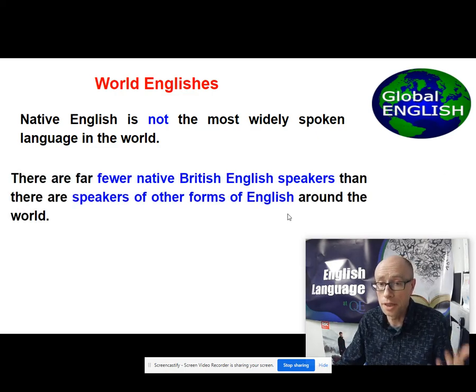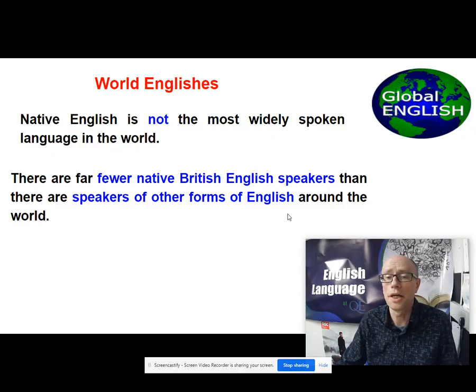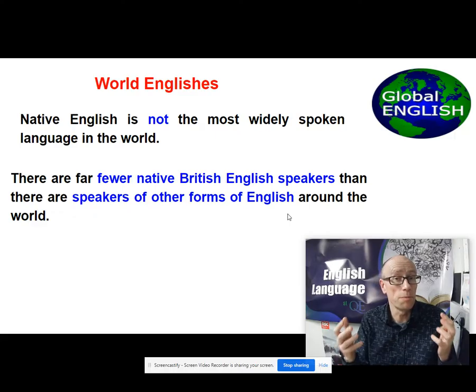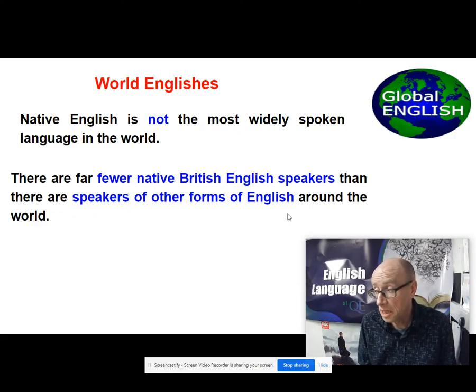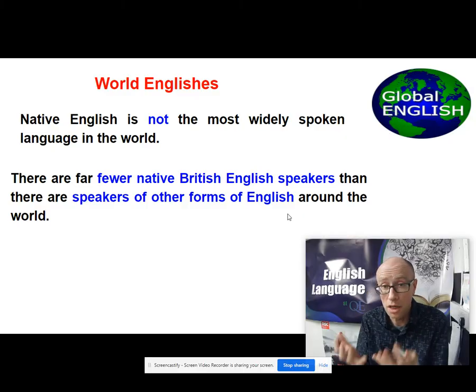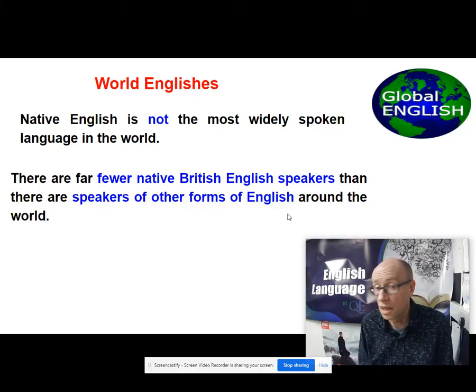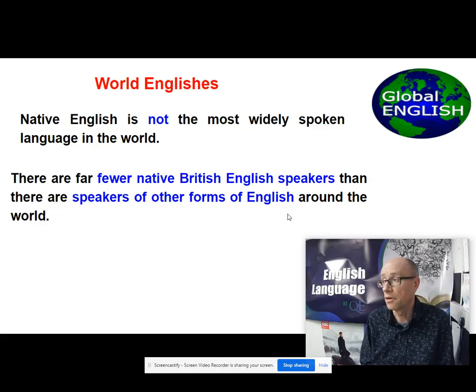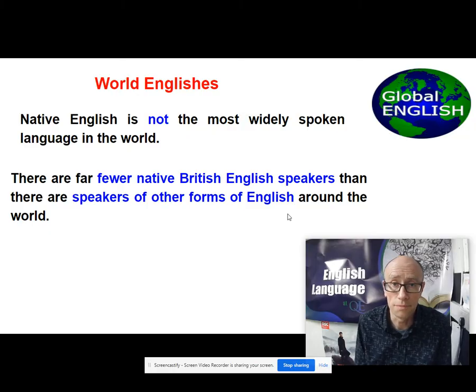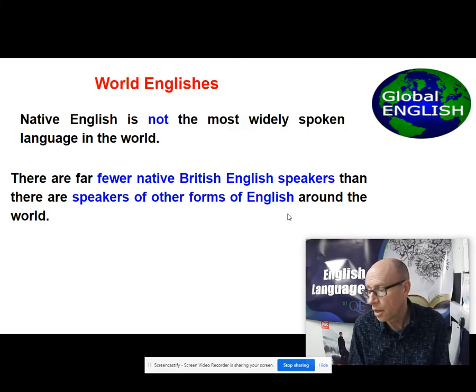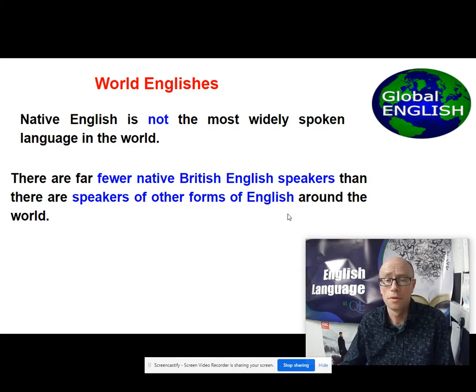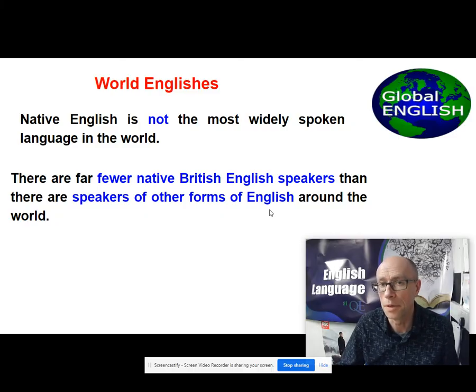And think about British English speakers. There are far fewer native British English speakers than there are speakers of other forms of English around the world. I mean, if you make a comparison, for example, between English speakers in the UK and English speakers in Nigeria, you will probably be finding that there are fewer English speakers in the UK than there are in that West African country. There are far more, of course, American English speakers than there are British English speakers. Okay, so you could almost think of a British English speaker as a kind of minority speaker of the language.